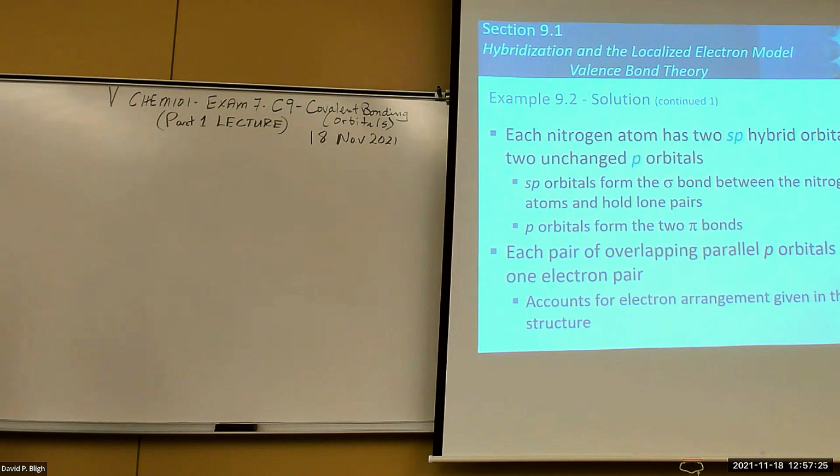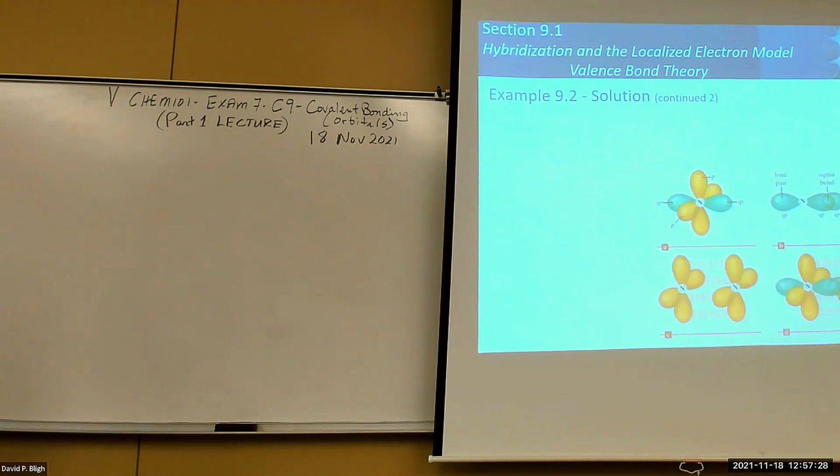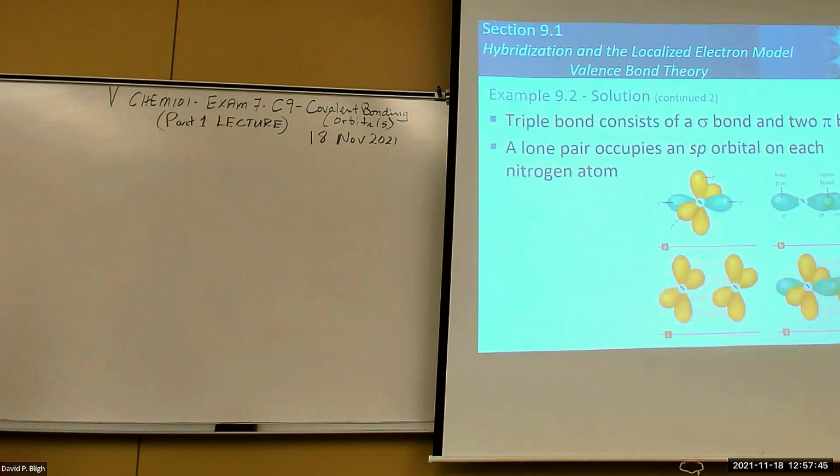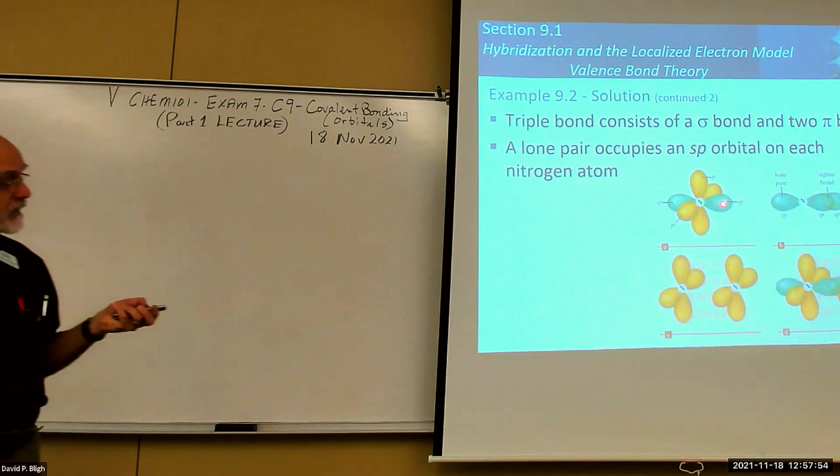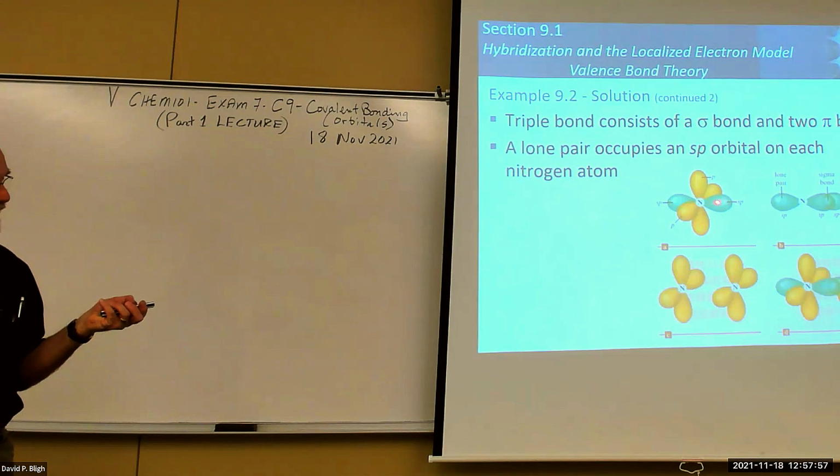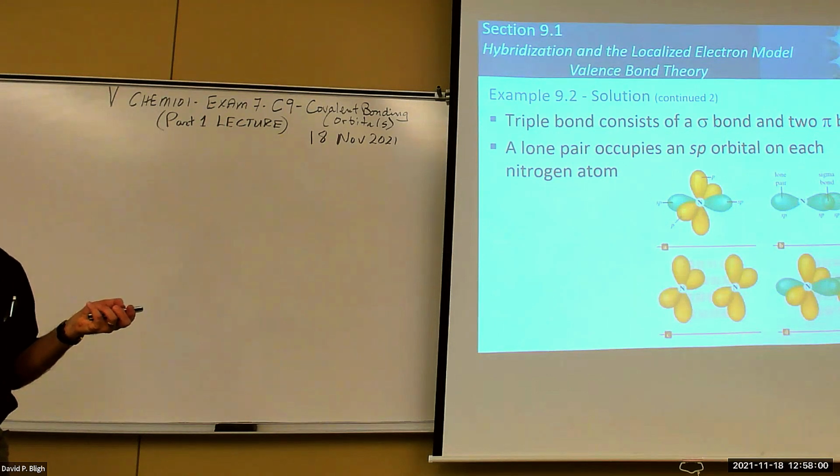Let's see, is it going to show us? Yeah, it's going to show us a model. So here we have our hybrid orbitals, and there are unused P's, and the P's overlap and the hybrid orbitals give us the sigma bonds. The lone pair occupies an sp orbital on each nitrogen atom. That's right. You've got two sps. So one sp overlaps with the other sp for the nitrogen makes a sigma. But the lone pairs occupy these positions.